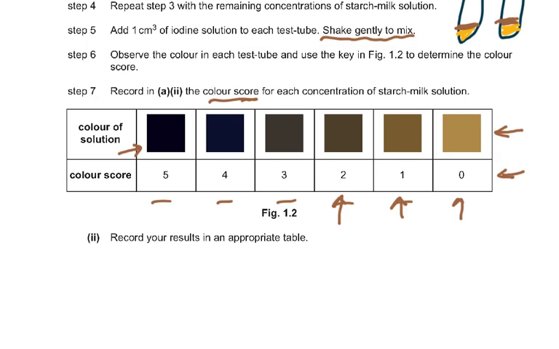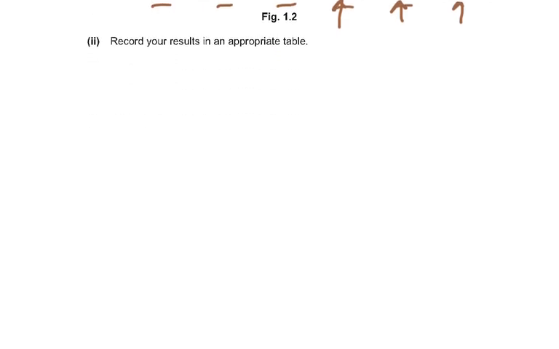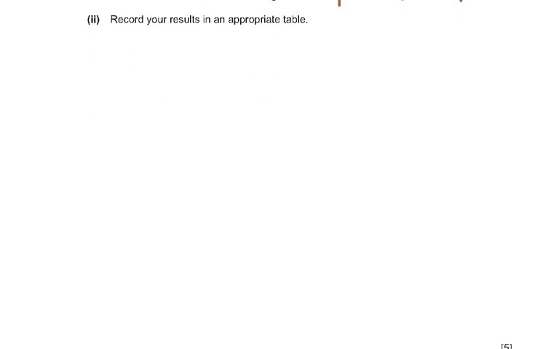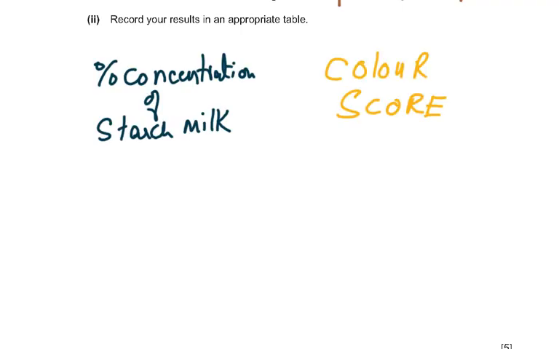Now record your results in an appropriate table. This is the table for which you're going to get 5 marks, and everybody must get their 5 marks in this table. When you're doing the table, the first rule is you write the headings first. So you write the headings first, and then you make a table around it.